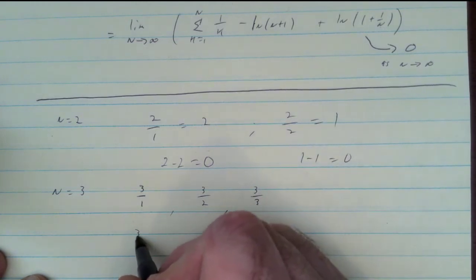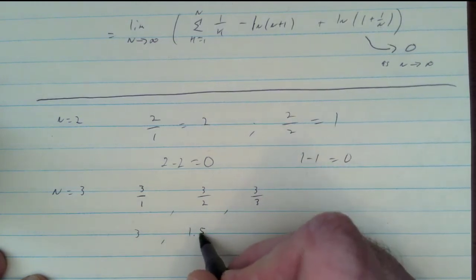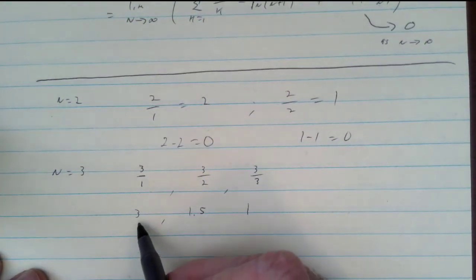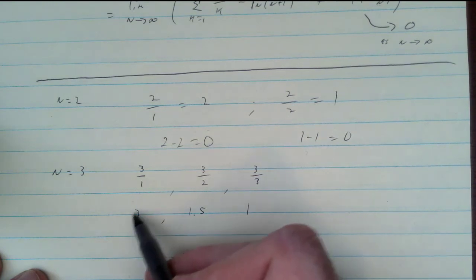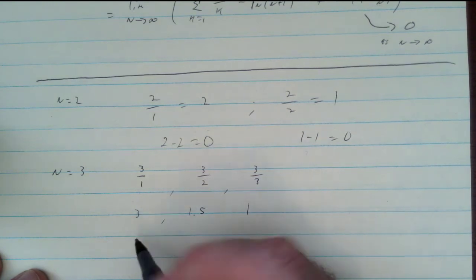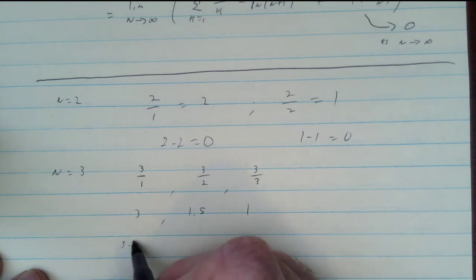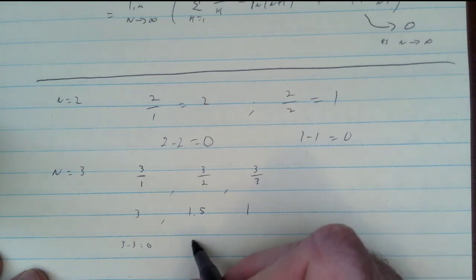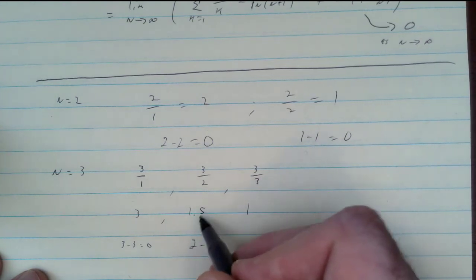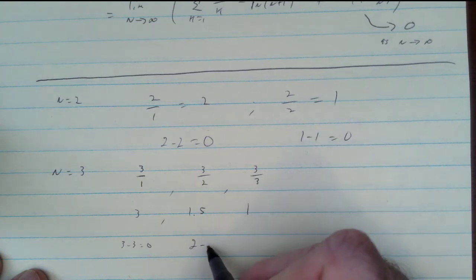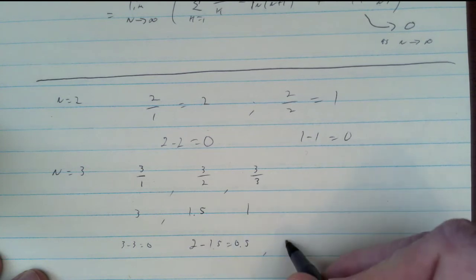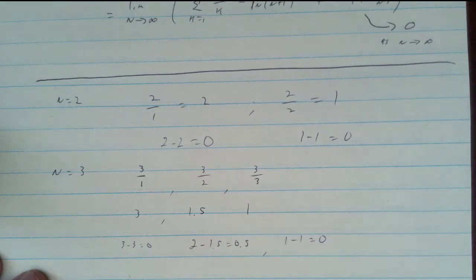So then this will be 3, 1.5, and 1. So again, 3 is 0 away from the next integer that's bigger than or equal to 3. So do the math. Now 1.5, now that's 0.5 away. 2 is the next integer that's bigger than or equal to 1.5. And then 1, again, is 0 away from the next integer that's bigger than or equal to 1.